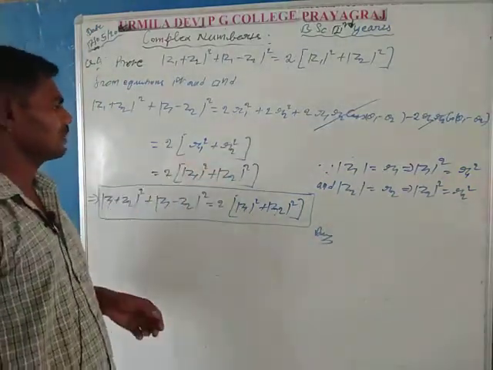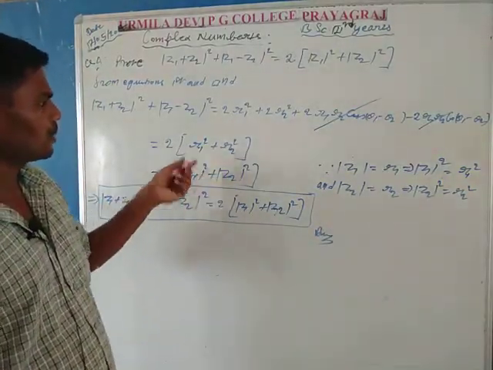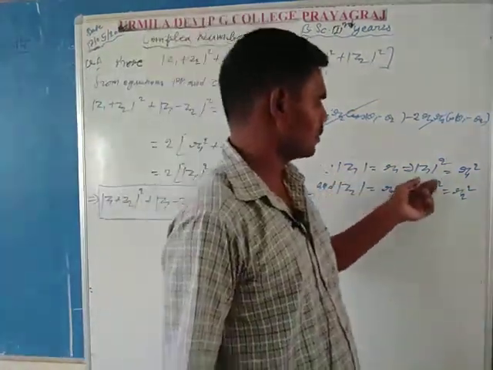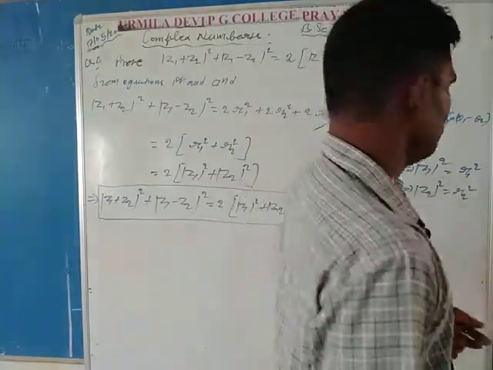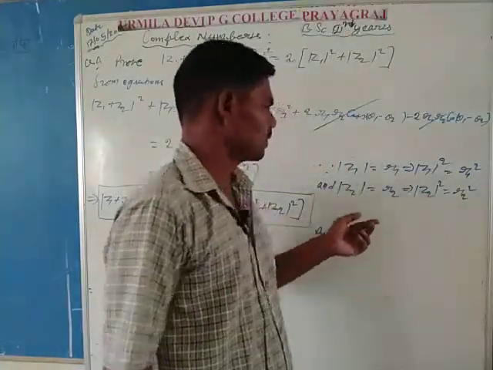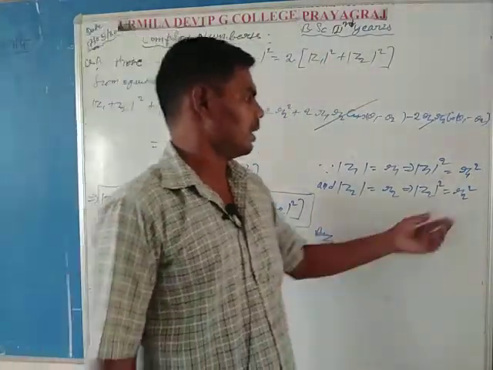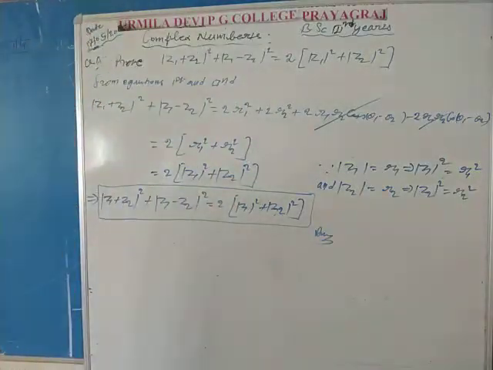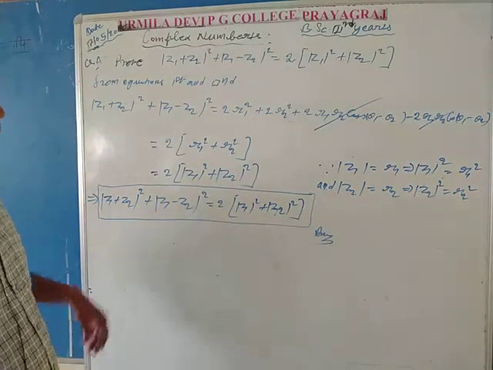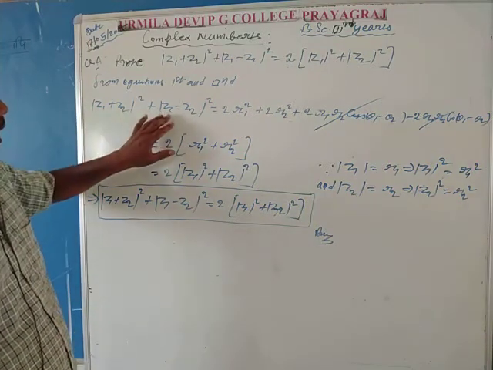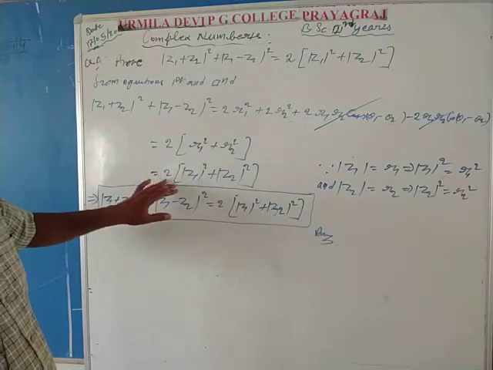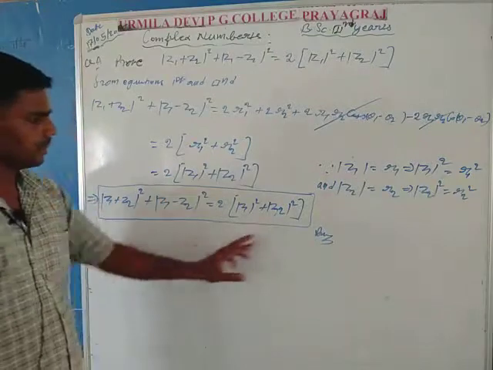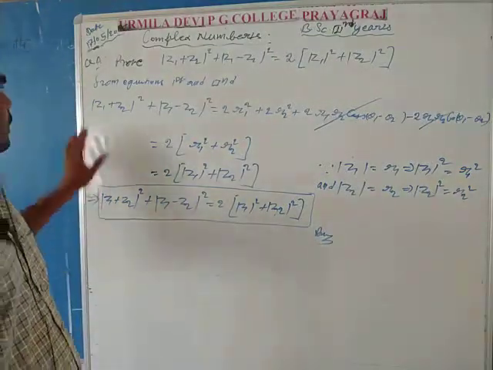So 2 is taken outside the bracket, and in the bracket r1 square plus r2 square. But you know that mod z1 is equal to r1; taking whole square on both sides, mod z1 square is equal to r1 square. Same as mod z2 is equal to r2, and taking whole square on both sides, r2 whole square is equal to mod z2 whole square. Replacing r1 square and r2 square from this, mod of z1 plus z2 whole square plus mod of z1 minus z2 whole square is equal to 2 times mod z1 square plus mod z2 whole square. So this is the complete solution of the fourth question.